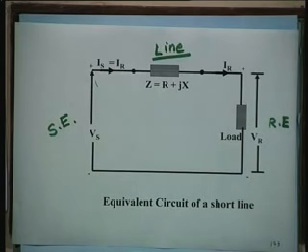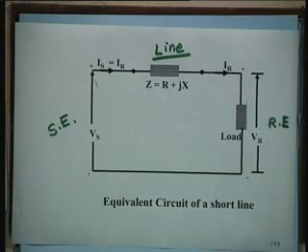So, what will be the ABCD constants for such a line? A will be 1, D will be 1, C will be 0, and B will be Z. Why is C 0? Because Is is equal to Ir. Why will A be 1? Because Vs is only the drop plus Vr.